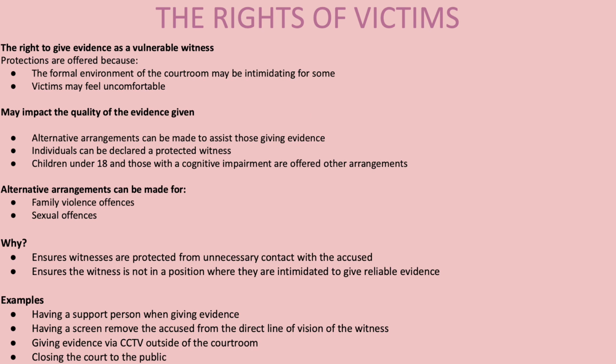Individuals can be declared a protected witness, and children under 18 and those with a cognitive impairment are offered other arrangements. Alternative arrangements can be made for family violence offences and sexual offences, and this is to ensure that witnesses are protected from unnecessary contact with the accused, and it ensures the witness is not in a position where they feel intimidated to give reliable evidence.